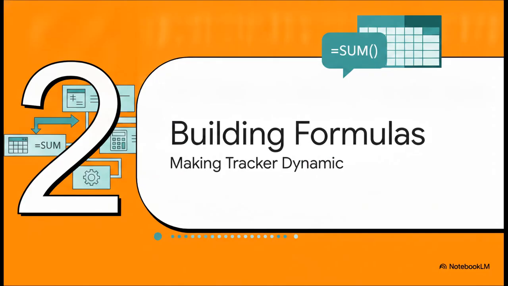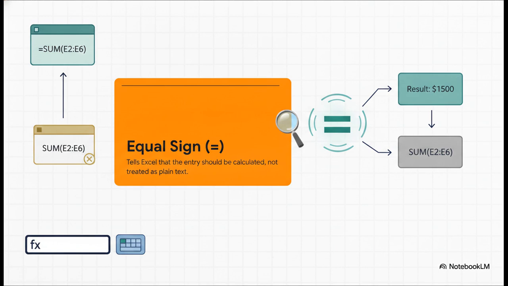All right, moving on to Stage 2. Building formulas, where we make the tracker truly dynamic. Here is the golden rule of Excel, the one thing you must remember: the equal sign. Absolutely every single formula must begin with an equal sign. When you hit that equals key, you are literally telling Excel, hey, stop acting like a typewriter and start acting like a calculator. If you try to type a formula without the equal sign, Excel just thinks it's a weird word and will just sit there and display that exact text. So always start with equals.